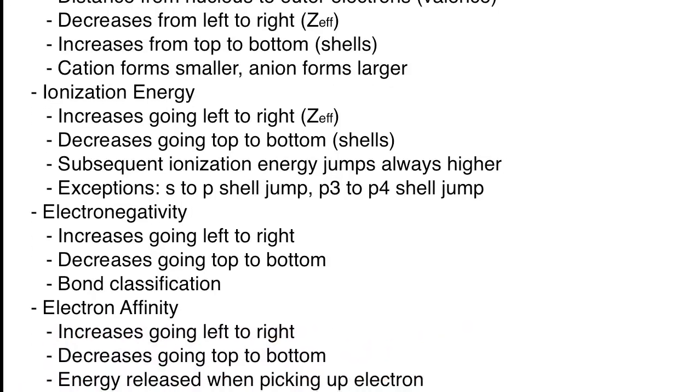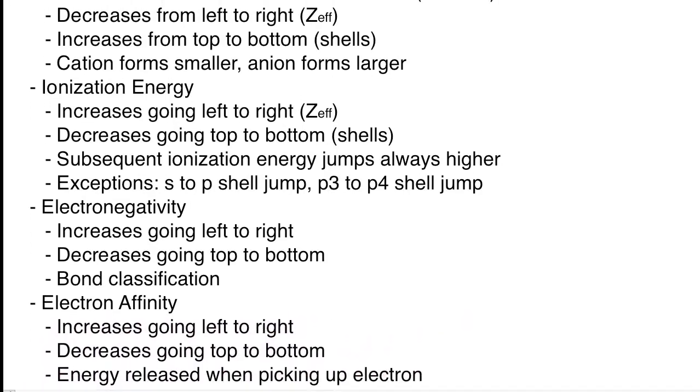All right, and then finally, let's move this down just a bit. Okay, electron affinity. When we're dealing with electron affinity, it's going to increase going from left to right. It's going to decrease going from top to bottom. And keep in mind that electron affinity is talking about the energy released when picking up an electron. So if you see these on charts, you might see a high negative value. That means a lot of energy was released upon picking up an electron, so that element would have very high electron affinity.